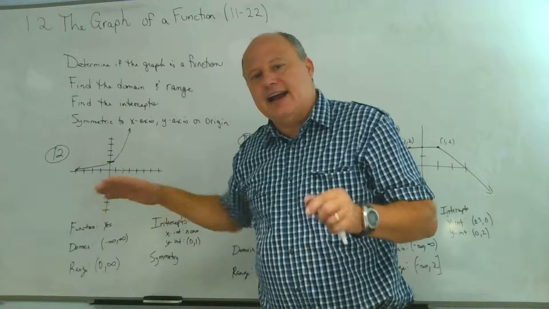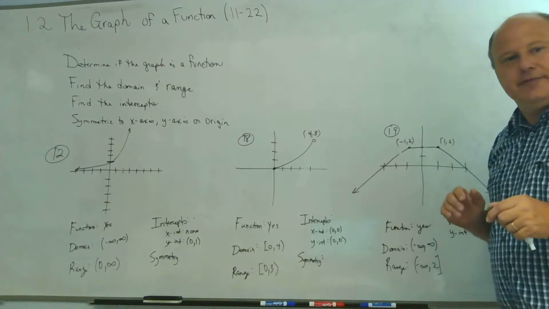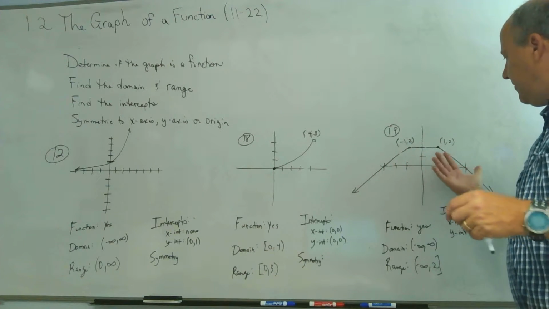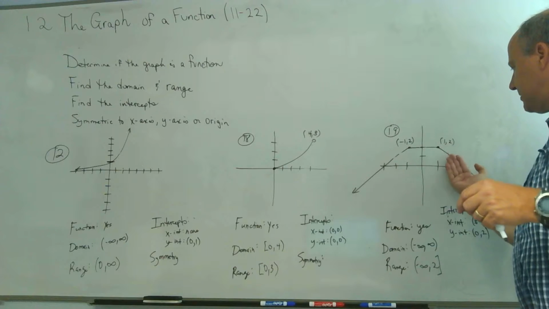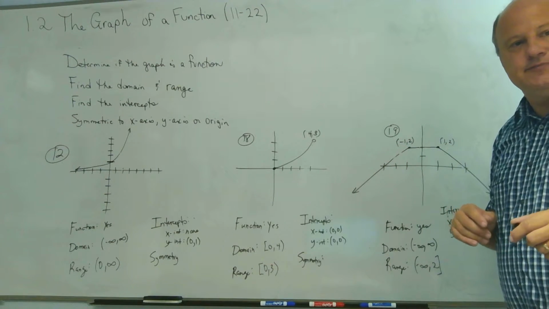Let me give you one that has symmetry just to show you what I'm talking about. This one right over here has symmetry. If you fold this one across the y-axis, this part lays on top of this part, and this part lays on top of that one. That is symmetrical to the y-axis.